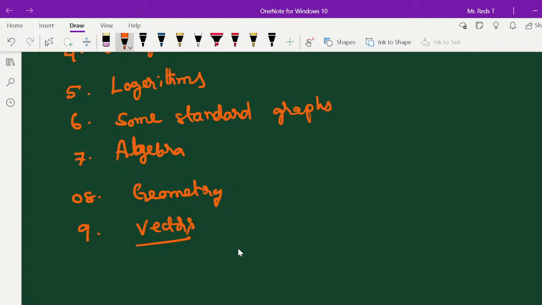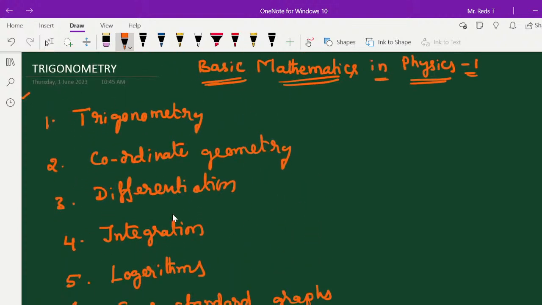Like what are the basics of vectors, how to represent them graphically, how to represent them mathematically, what are the types of vectors, how to find the unit vector of a given vector, and how to add vectors, subtract vectors, multiply vectors, and resolve a vector. All these points we discuss in the motion in a plane part, so an entire part of vectors we deal with there. Other parts we try to focus on in this series of basic maths and physics.